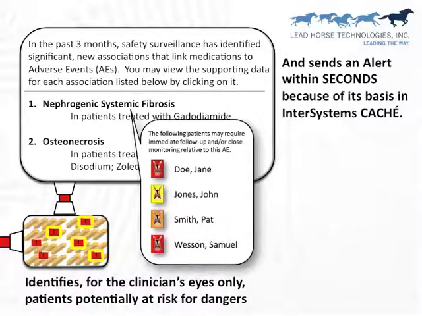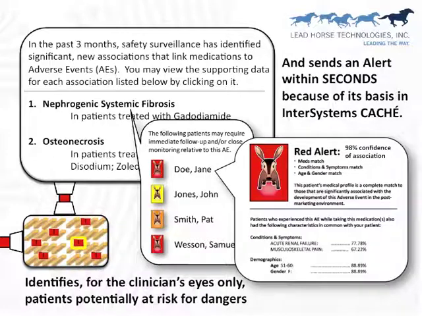So if we go to the first one, which is a red alert, we look at how well Jane Doe's medical record aligns with the development of that adverse event and the confidence of association of developing that adverse event based on analytics of real-world, real-time data. And what you see is that this is a red alert. There is not only a 98% confidence of association that if there is an adverse event experienced by Jane, it will be nephrogenic systemic fibrosis.